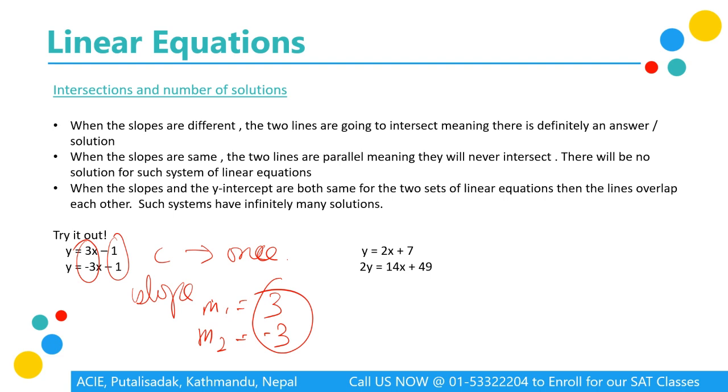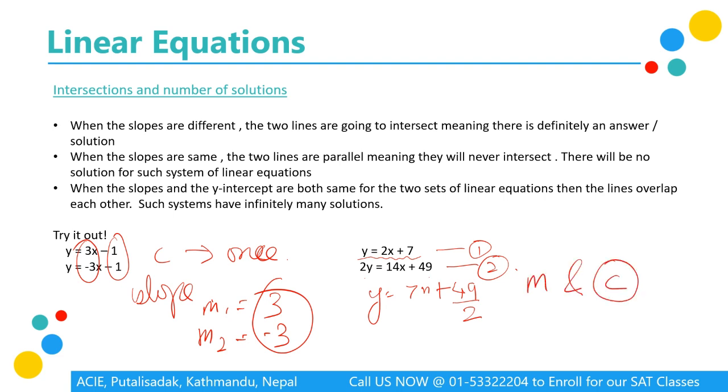Now moving on, we have the other equation. Over here, y is already simplified in the first one. The second one, let's simplify this. y is equal to 14 divided by 2, which means 7x, plus y gets divided over here, so it gets 49 by 2. So in this case, neither the slope nor the y-intercept is the same. So that means that they will definitely intersect each other.